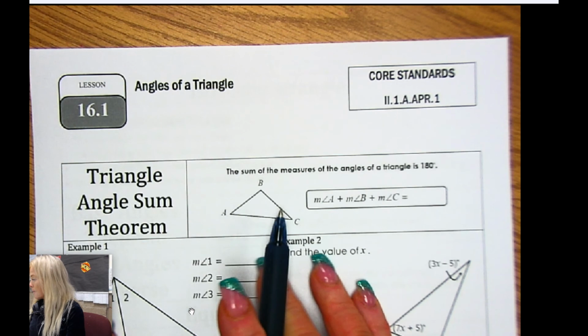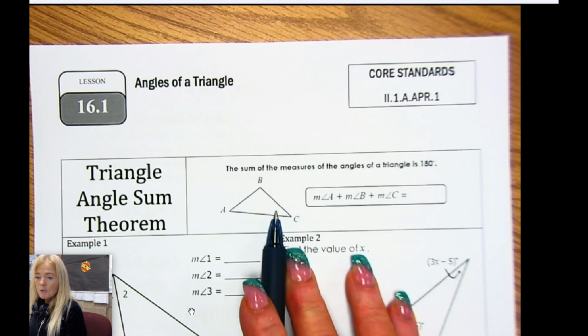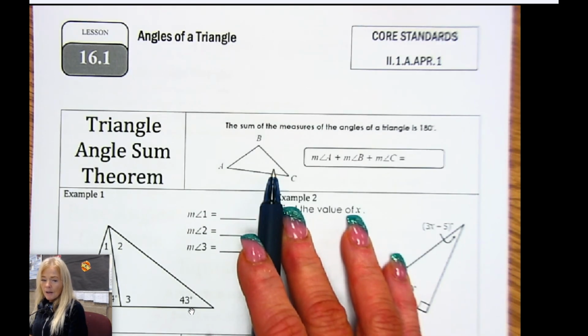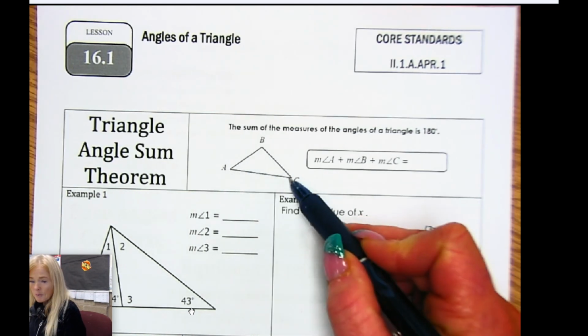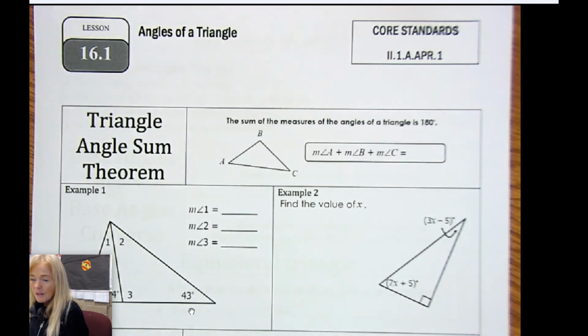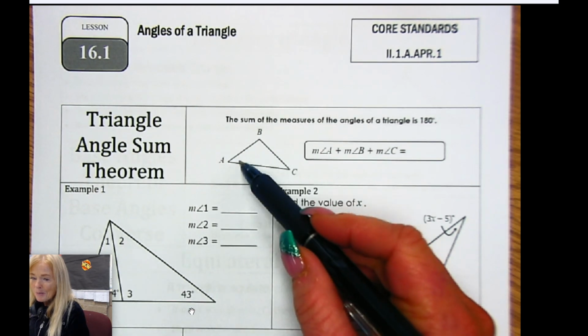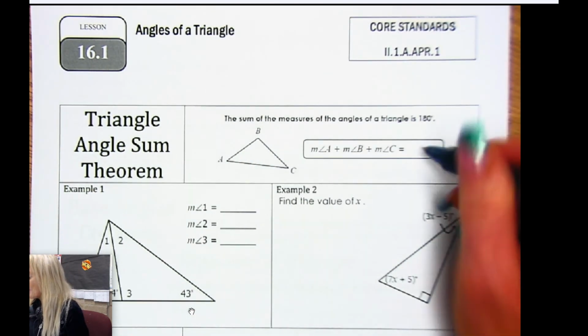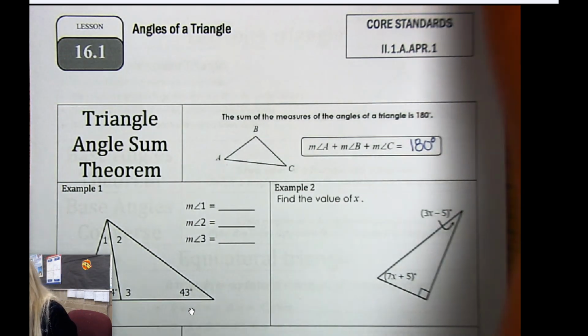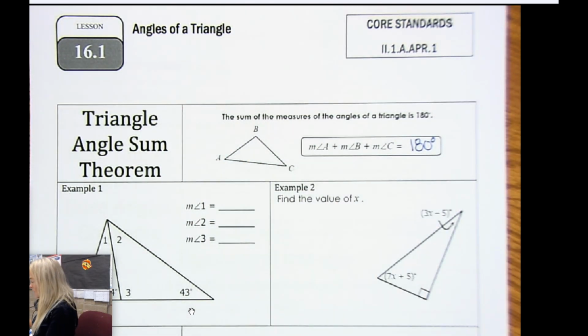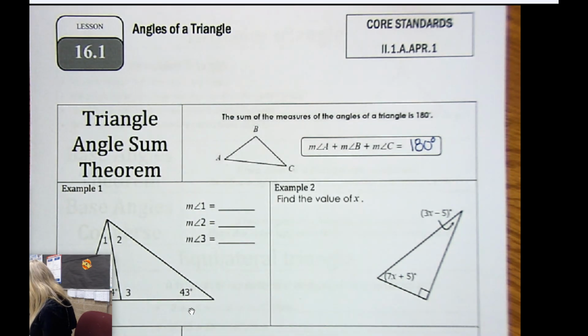So we already know that the angles in a triangle sum to 180. We've already talked about that. If we take the measure of angle A plus the measure of angle B plus the measure of angle C, we're always going to get 180 degrees. And it doesn't matter how big or how small the triangle is. It's always going to be 180 degrees.